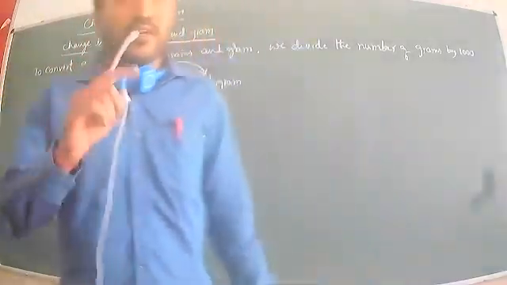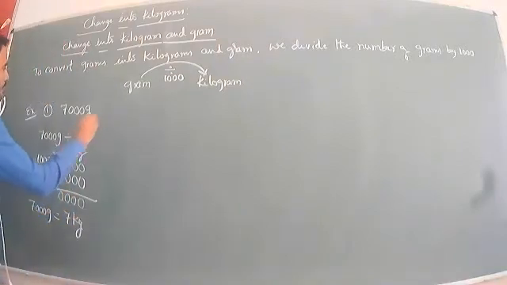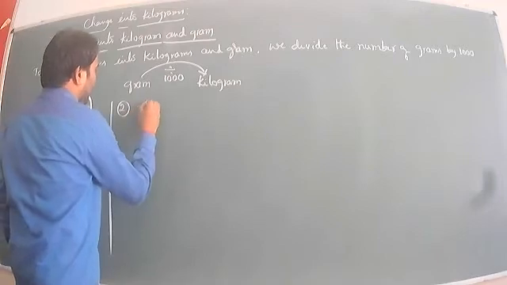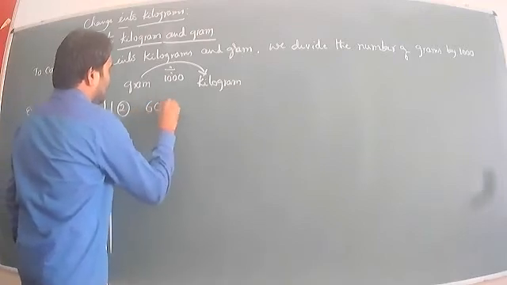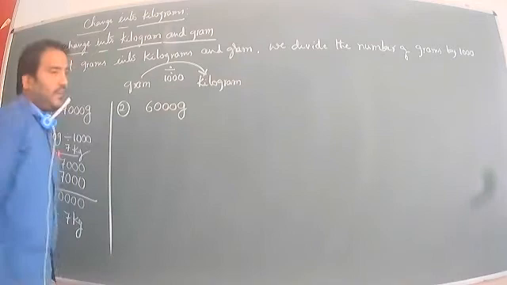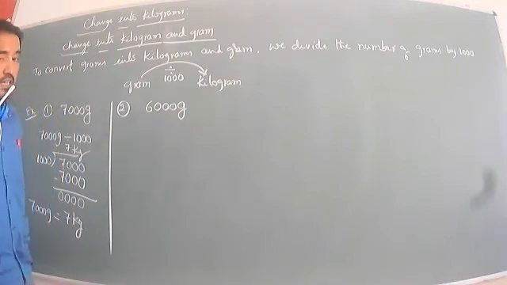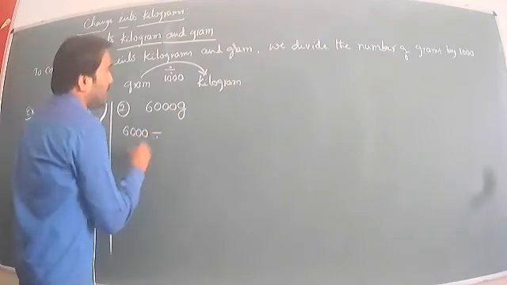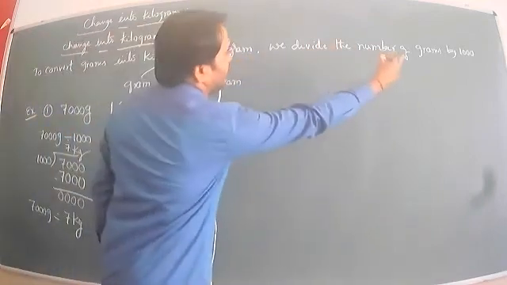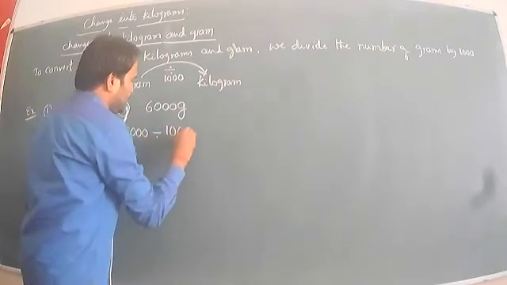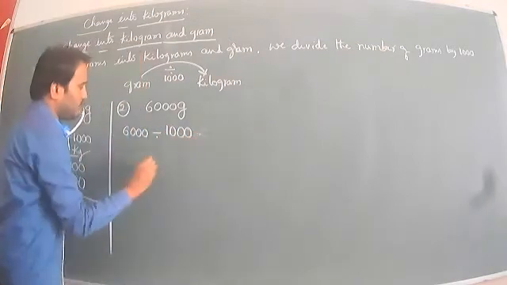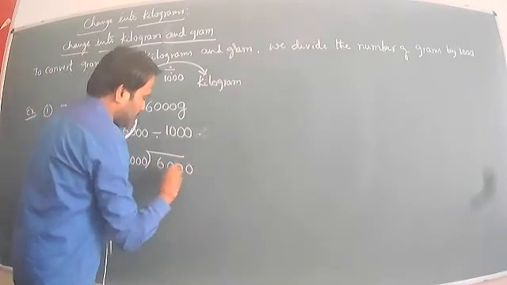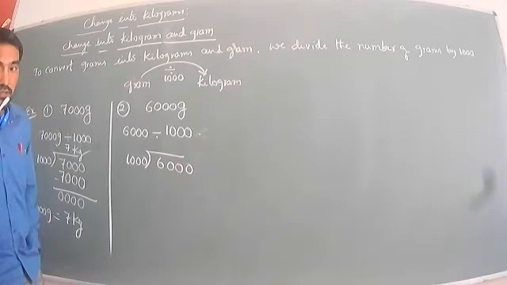Now I will go for another question. Second one, 6,000 grams. Can we convert it to kg? Now 6,000 grams divided by 1,000, because to convert grams to kg, we divide the number of grams by thousand. So let us divide 6,000 by 1,000. How much is 6,000?